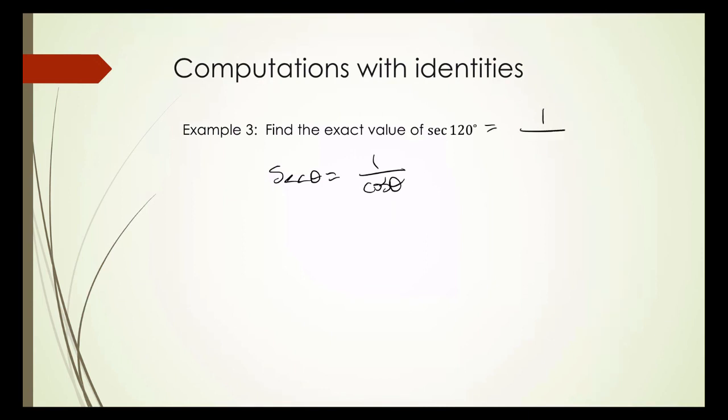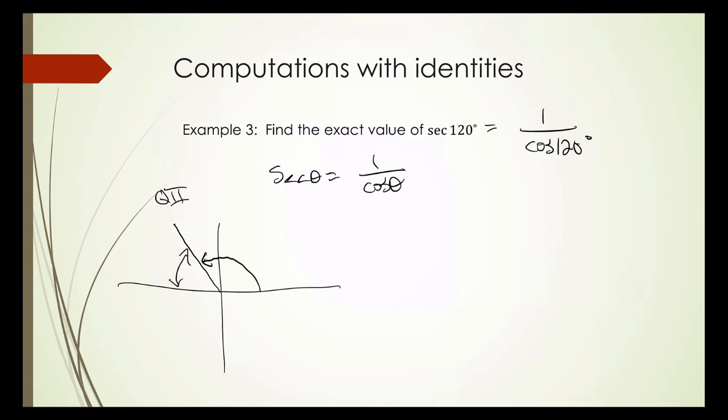So I will write this as 1 over cosine of 120 degrees. My job now is to figure out what cosine of 120 degrees is. 120 degrees lands in quadrant 2, and it's just short of 180 degrees by 60 degrees. So my reference angle will be 60 degrees. And in quadrant 2, I have negative x, positive y. The important part is the negative x, because cosine corresponds to x. So I will write negative cosine of 60 degrees.